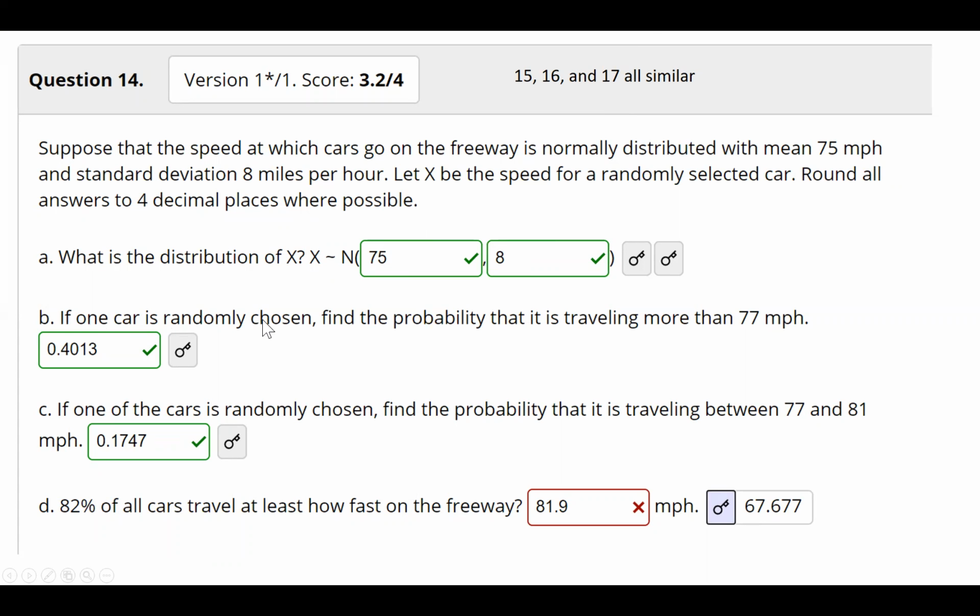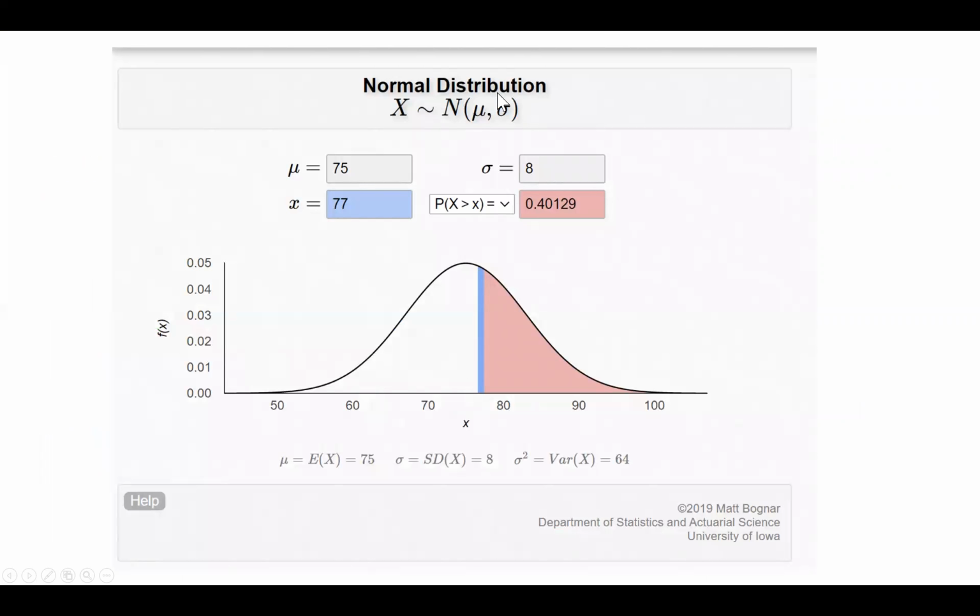So if one car is randomly chosen, just like that one student on the faraway Earth, find the probability that it is traveling more than 77 miles per hour. So think of which calculator you need. I'm going to use the normal distribution applet. Again, 75, the 8, and then 77, and I want the greater than. I'm looking for all the x's that are greater than 77. Clicking on that, that's about 40%. So 40% of the cars that we saw or should see are going to be going 77 miles per hour or more. Cool.